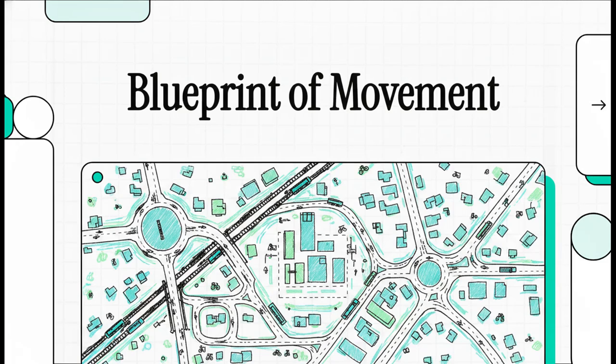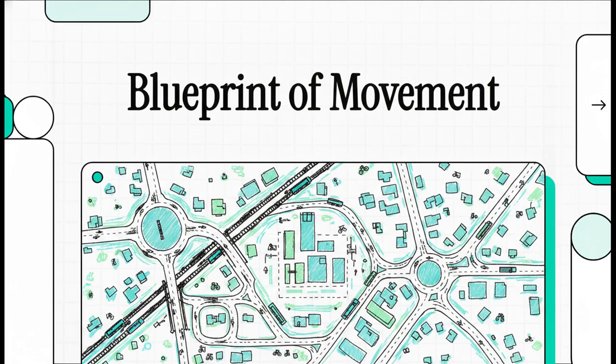Welcome to The Explainer. Today, we're unpacking the incredible and mostly invisible blueprint that keeps our world moving. If you look at any thriving major city from above, what you're really seeing is a giant living organism. And just like we need a circulatory system to survive, a city relies completely on its transport network.